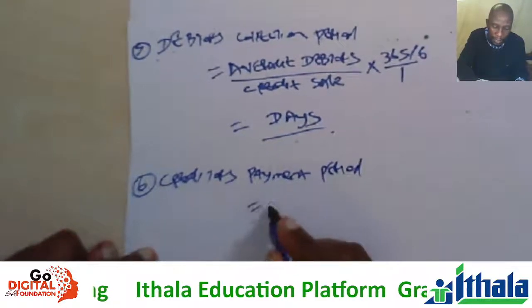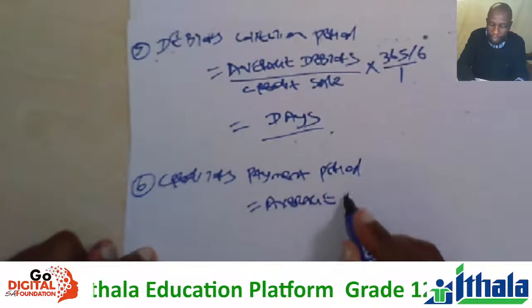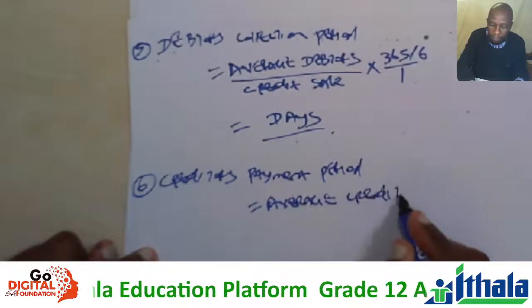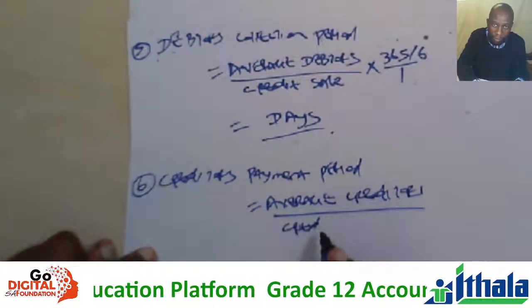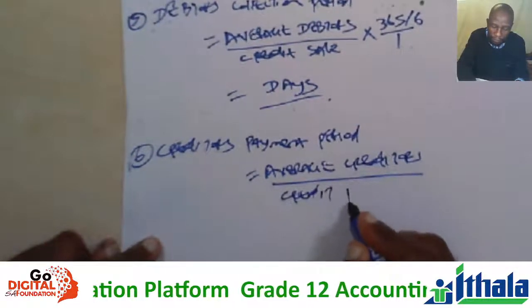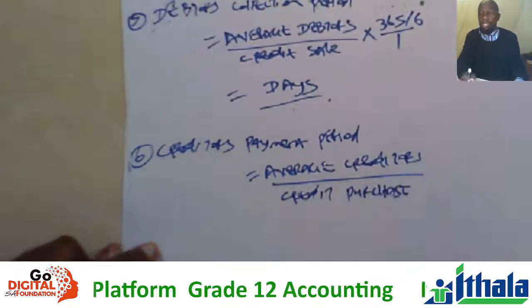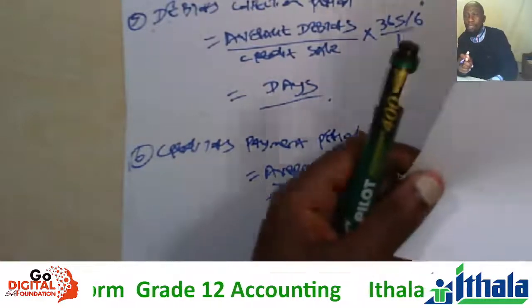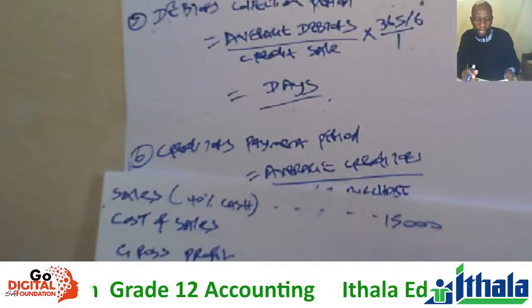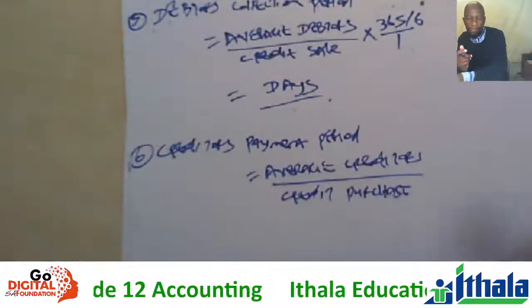Right? Average creditors divide by credit purchases. Also, you may find that you are given the total purchases with a particular percentage, and therefore you must do like you were doing on the credit sales. Okay, you won't be given.